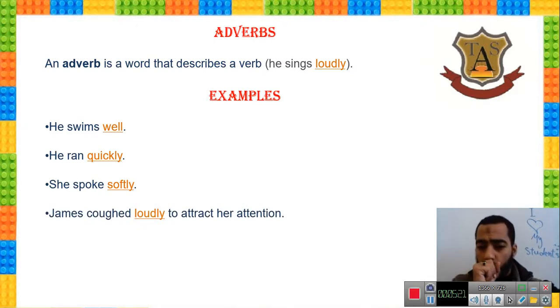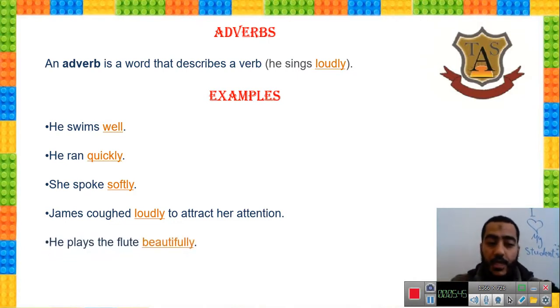James coughed loudly to attract her attention. The word loudly describes the coughing. So the word loudly tells us more about the verb. He plays the flute beautifully. Beautifully describes the playing, the way he plays the flute. Okay?